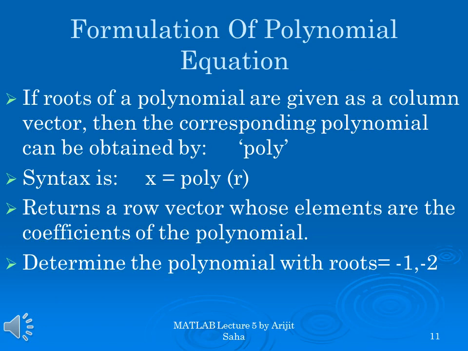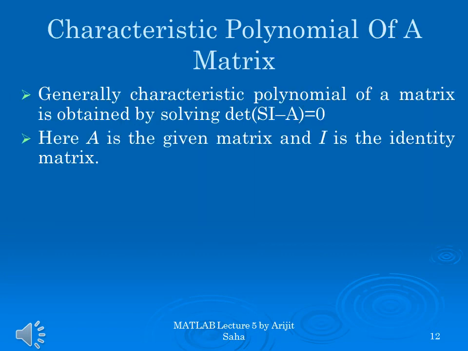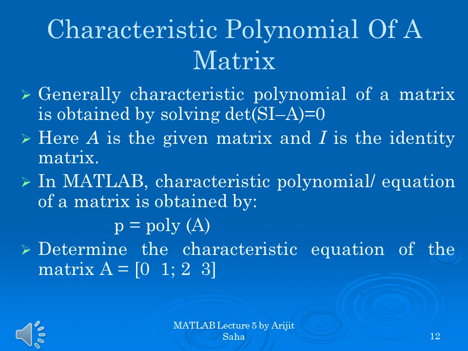If roots of a polynomial are given as a column vector, then the corresponding polynomial can be obtained by poly. The syntax is x equal to poly(r). It returns a row vector whose elements are the coefficients of the polynomial. How can we get the characteristic polynomial of a matrix? Generally, the characteristic polynomial of a matrix is obtained by solving determinant of sI minus A equal to 0. Here A is the given matrix and I is the identity matrix. In MATLAB, the characteristic polynomial or equation of a matrix is obtained by P equal to poly(A).